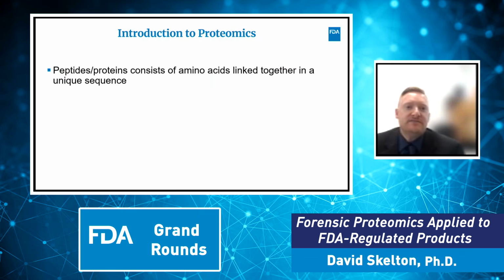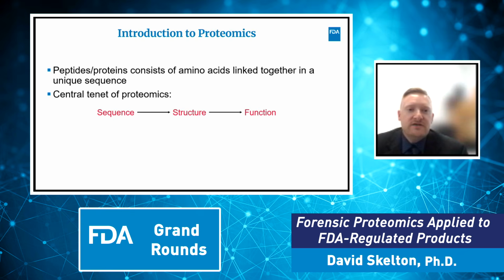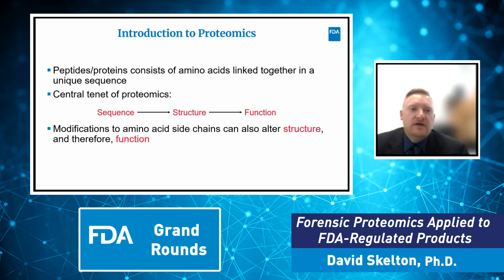Since proteins and peptides consist of amino acids linked together in a unique sequence, for mass spectrometry analysis it is that unique sequence that we want to identify. The reason being is that the sequence of amino acids in the protein determines the structure of the protein, and it's the structure of the protein that determines its function. And any modification in that sequence can potentially alter the structure and therefore the function.